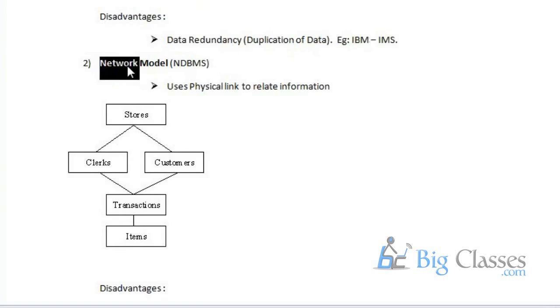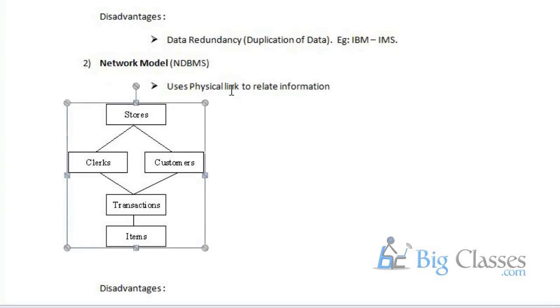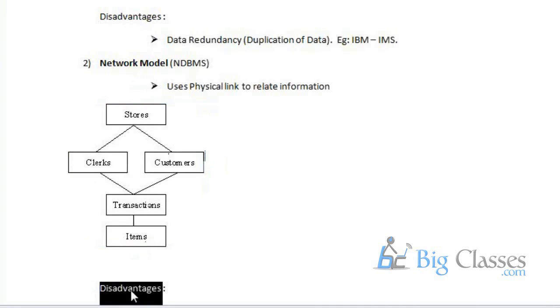Likewise, the network model, that is Network Database Management System, we say NDBMS. You can see the picture here, which represents the network model. This uses physical links, that is connections, to relate information. You can see the information about stores, clerks, customers, transactions, items. There is a relationship, and that relationship is shown via a line between those components. So this is about the network model, where you can see physical links to relate the information.